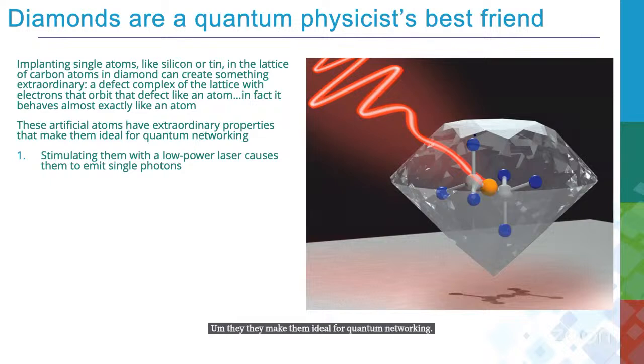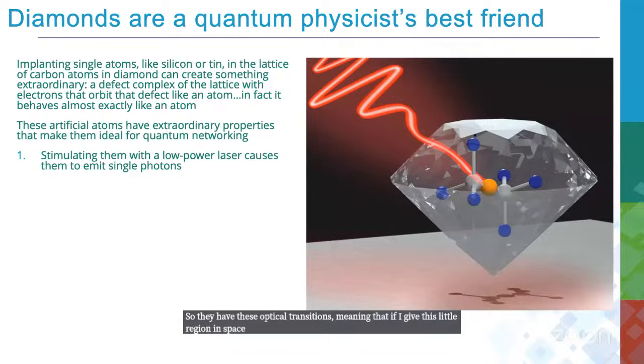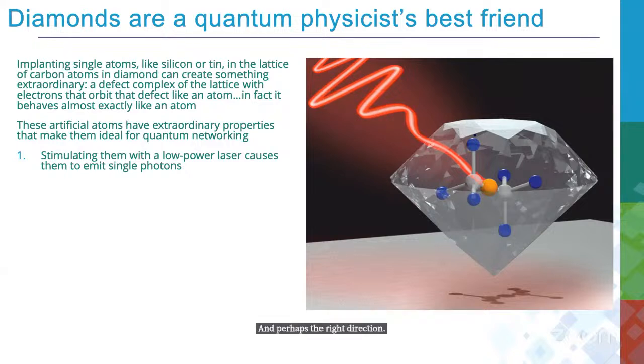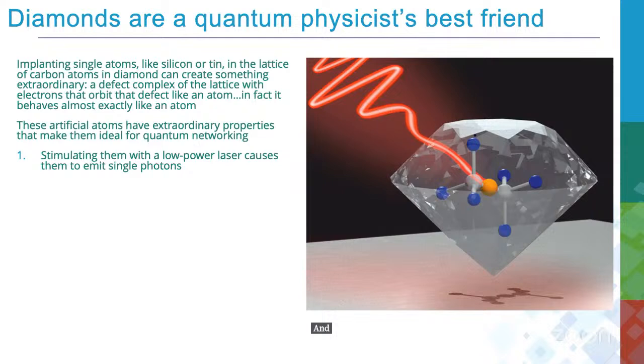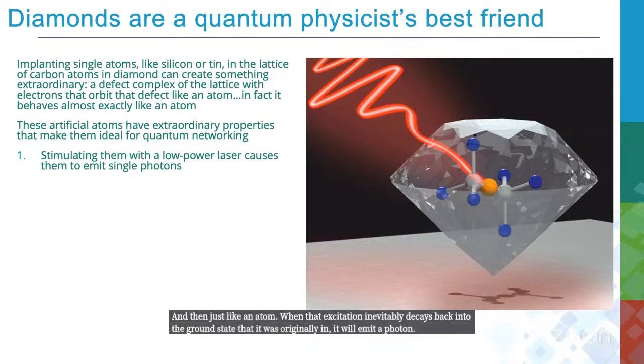What are these properties? They have these optical transitions, meaning that if I give this little region in space a specific electromagnetic stimulation, meaning it has the right polarization of light, the right frequency or color of light, and perhaps the right direction, you can actually stimulate the electron in that defect complex to a higher energy level. And then just like an atom, when that excitation inevitably decays back into the ground state that it was originally in, it will emit a photon. Okay, and that's exactly what gives them the color, right?